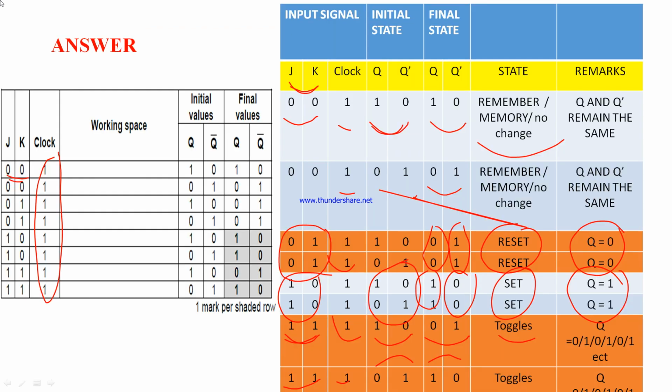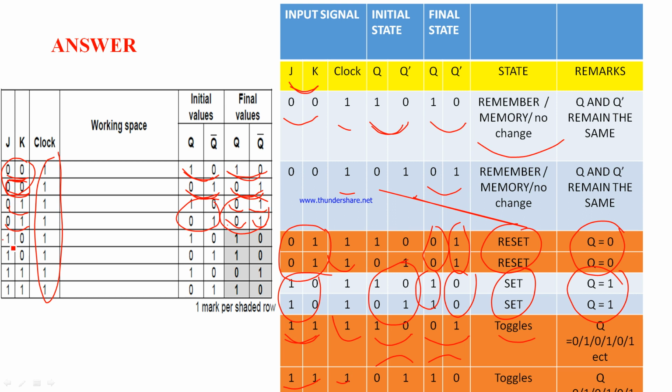Okay, so if J and K are 0, 0, the clock should be 1. In this case, if Q and Q dash is 1, 0, we call that the remember state, it is kept the same. Whatever is Q and Q dash, it keeps the same. So J and K 0, 0 means remember. Now J and K 1, 0 means the reset state. That is Q becomes 0 and Q dash becomes 1. Now JK 0, 1 is also called the reset state. Q becomes 0 and Q dash becomes 1, whatever our input Q and Q dash.